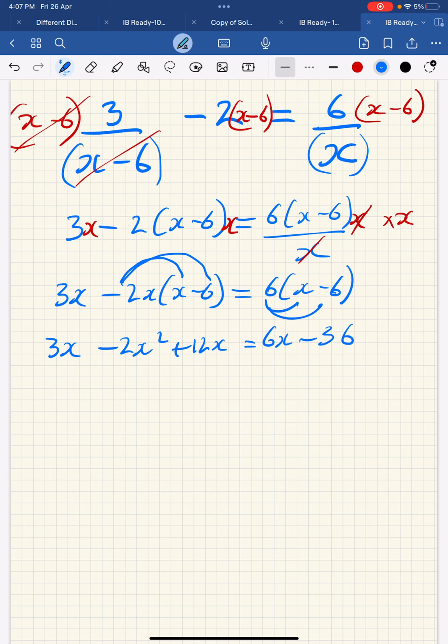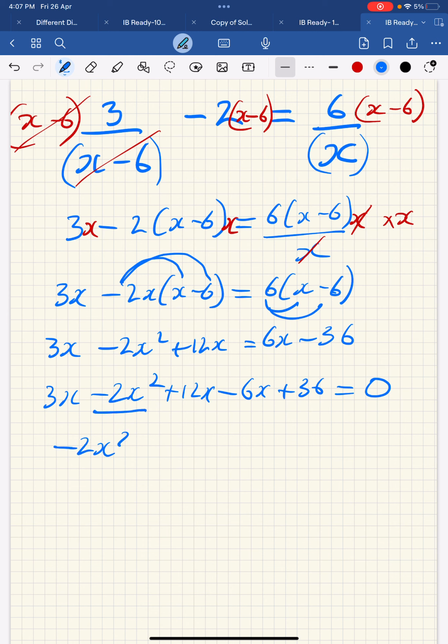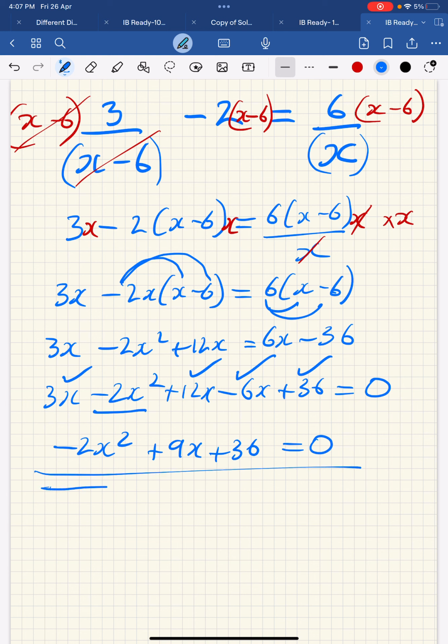Tidy up. I'll bring everything to the left-hand side. 3x minus 2x squared plus 12x minus 6x plus 36 equals 0. Finally, just take your time with this. Minus 2x squared, plus 3x plus 12x is plus 15x, minus 6x is plus 9x, and then plus 36 equals 0, and we've got it. Go ahead and do polysolver on your calculator. All right, so top tip: multiply by the denominators.